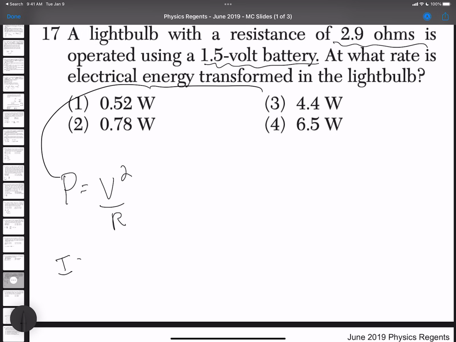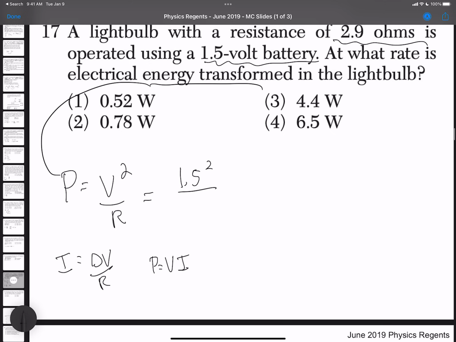We could complete an intermediate step and calculate the current using potential difference divided by the resistance, and then figure out the power by multiplying the potential difference and the current. However, this version of the formula is a shortcut that combines these two. So I'd plug in my numbers: 1.5 squared divided by 2.9. I'll go over to my calculator and type that in. 1.5 squared divided by 2.9, and I get 0.77586, which they rounded to 0.78.